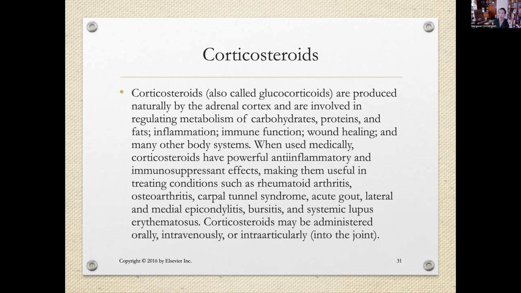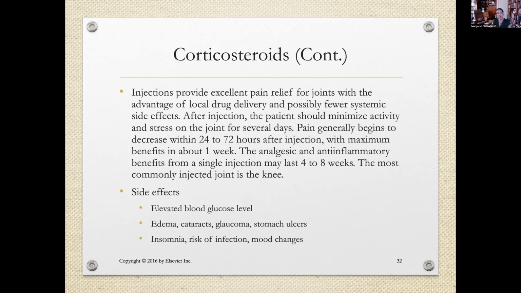So anytime those two things are happening, it can be used to treat the symptoms of that disease. Okay. Corticosteroids are also common with patients who have maybe ulcerative colitis, right? They have an autoimmune disease creating inflammation in their colon. Corticosteroids can be used. Okay, so injections provide excellent pain relief for joints with the advantage of local drug delivery.